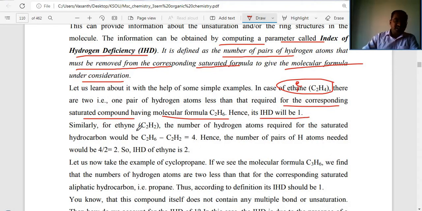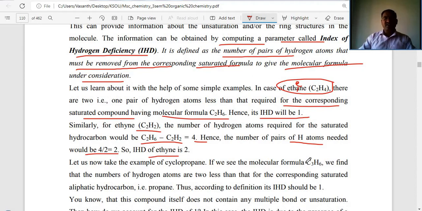Similarly, we consider the ethyne molecule, C2H2. The number of hydrogen atoms required for the saturated hydrocarbon would be C2H6. C2H6 minus C2H2: 6 minus 2 is 4. The number of pairs of hydrogen atoms needed would be 4 by 2, that is equal to 2. So the index of hydrogen deficiency is 2.